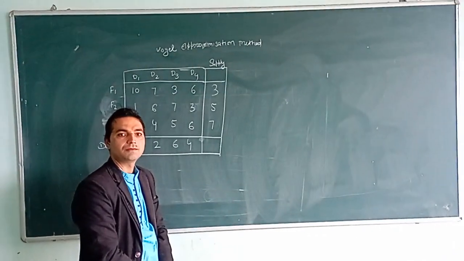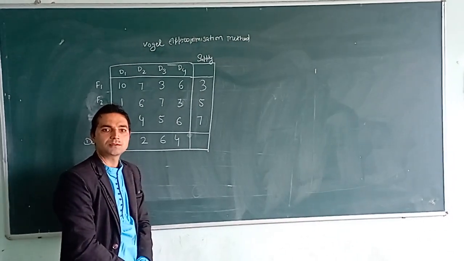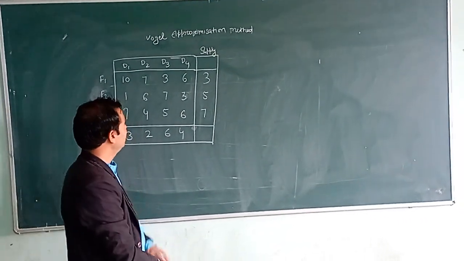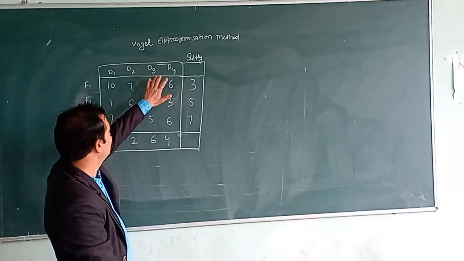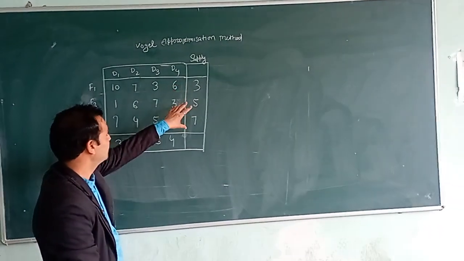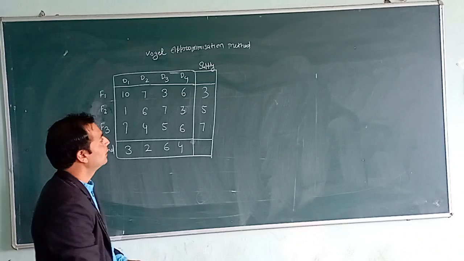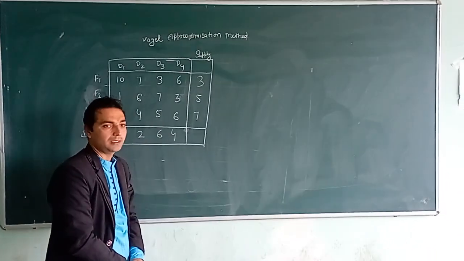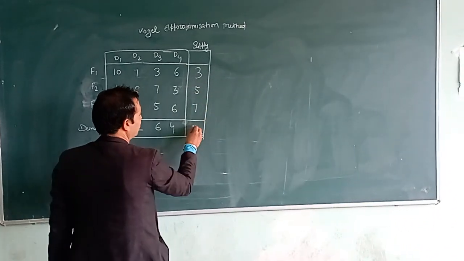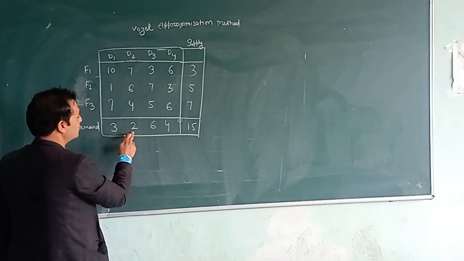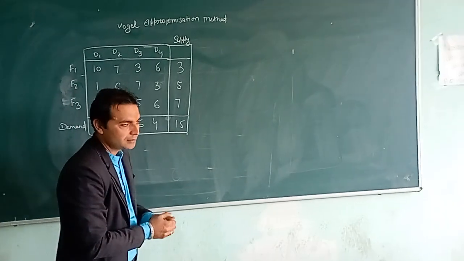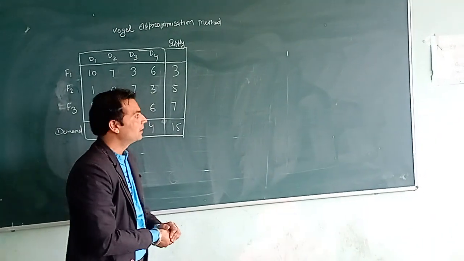Today we discuss in this video how to calculate the transportation cost by the Vogel approximation method. Here there are 4 destinations and 3 factories given, and we are also given supply and demand. First of all, we check whether it is balanced or unbalanced. 3 plus 5 is 8, 8 plus 7 is 15, 3 plus 2 is 5, 5 plus 6 is 11, 11 plus 4 is 15. There is a balance, meaning there is no unbalance.